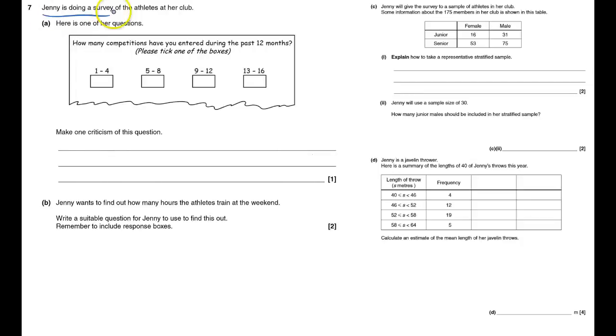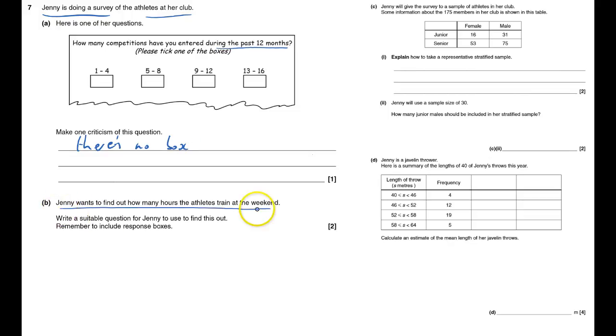Okay, she's doing a survey of the athletes at a club. Question: How many competitions have you entered during the past 12 months? Make one criticism. Well, there's no box for 0, and there must be a box for every single person to fill in. Some people have done no competitions. They've got nowhere to go.